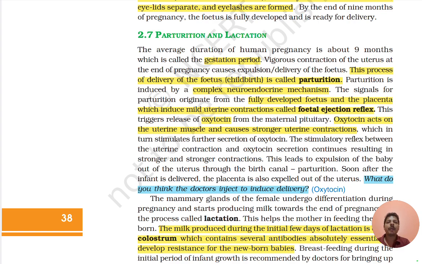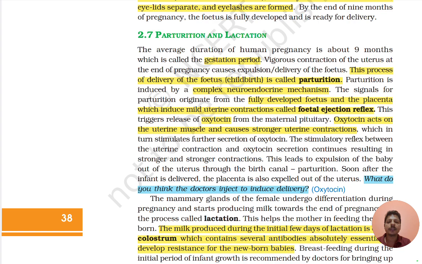the average duration of human pregnancy is about 9 months, which is called gestation period, and vigorous contraction of the uterus at the end of pregnancy causes expulsion and delivery of the fetus. This process is called parturition. It is a complex neuroendocrine mechanism because the signal for the parturition originates from the fully developed fetus as well as the placenta, which induces the mild uterine contraction, that is called fetal ejection reflex.